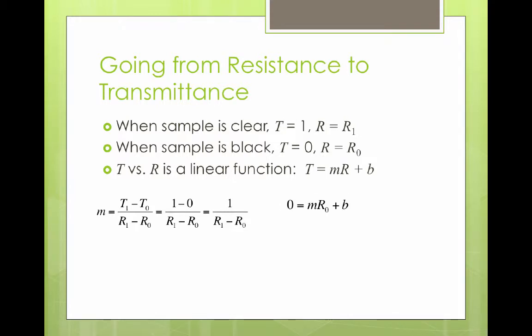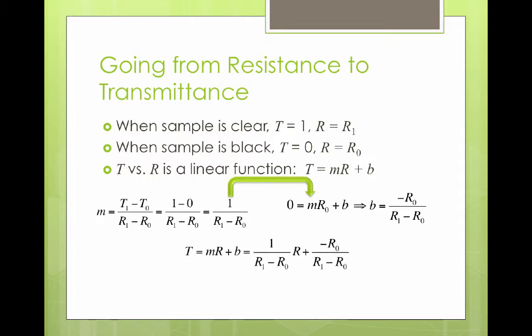Now we need to calculate B, and we're going to use the point that we measured where we had a black sample, just because it's easier for calculations to use T equals 0. So we substitute in for T0, and we substitute in for R0, that known value. We sub in the slope that we just figured out and rearrange, and we get that the intercept B is equal to minus R0 over R1 minus R0.